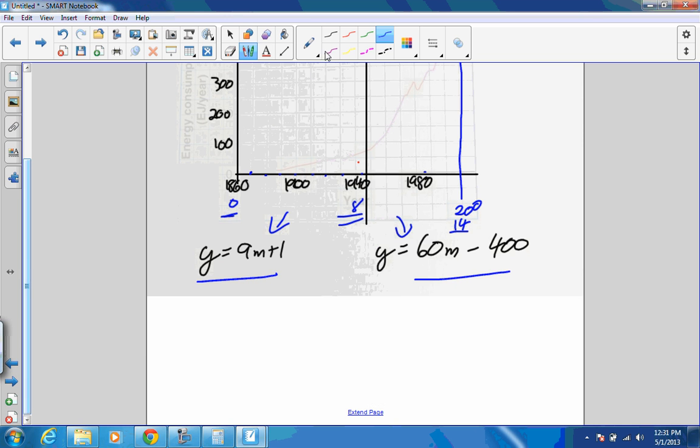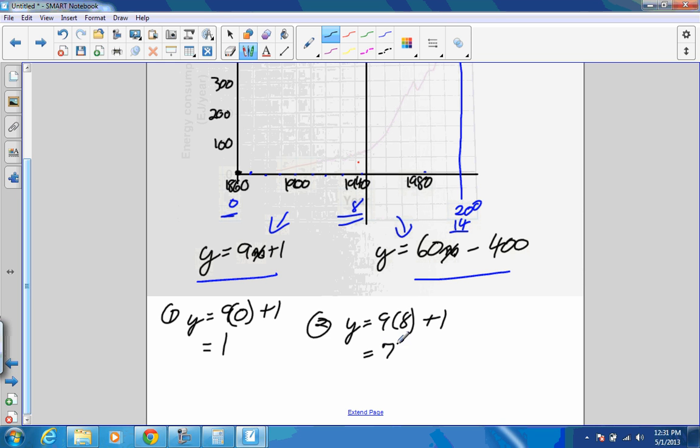So our first calculation: y equals 9, sorry, not m, this should be x. Our x value is 0, plus 1. Our y is 1, which makes sense. The second value we're going to try is 8. y equals 9 times 8 plus 1. 9 times 8 is 72, so we go with 73. 73, probably somewhere here. Our first linear model is pretty accurate to what we had. We'll see if the second one helps out also.